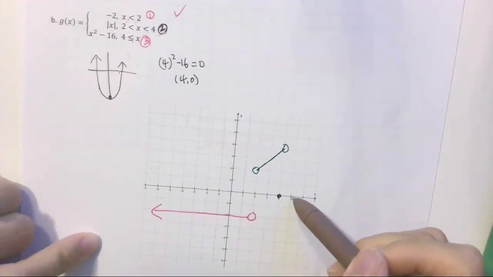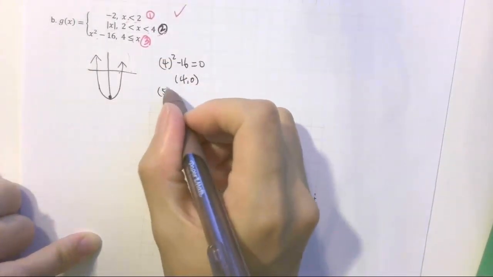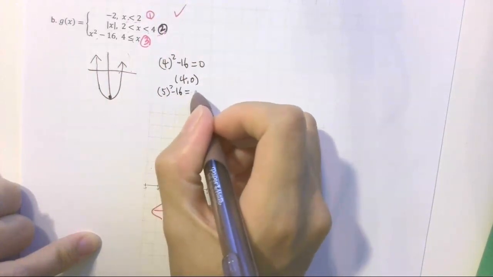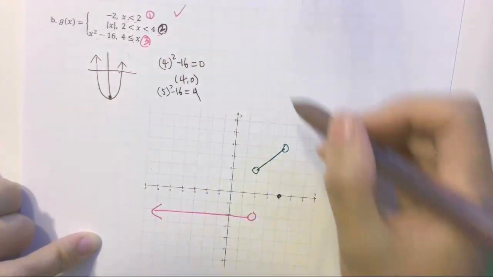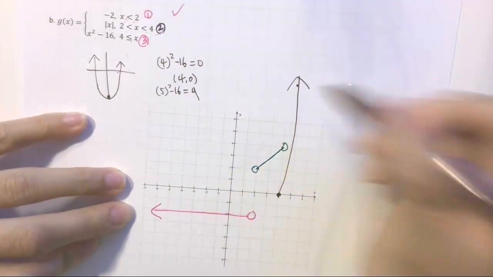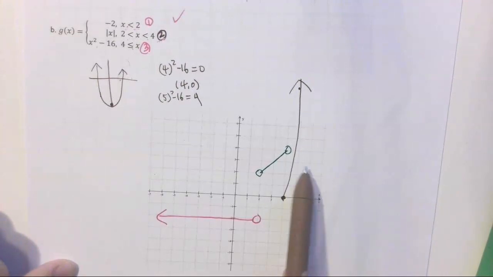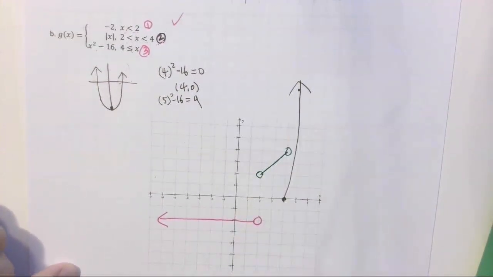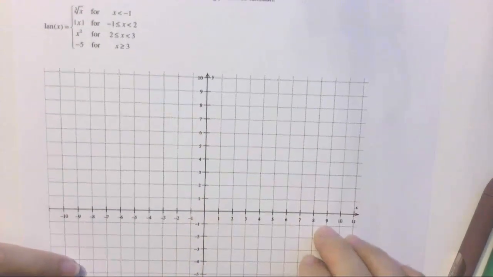If you want, let's do one more. I can take 5 and plug it in. 5 squared minus 16 is 25 minus 16, which is 9. So 5, 9 over back there, and it's going to look like this. Because it's the very end of the quadratic. Cool?